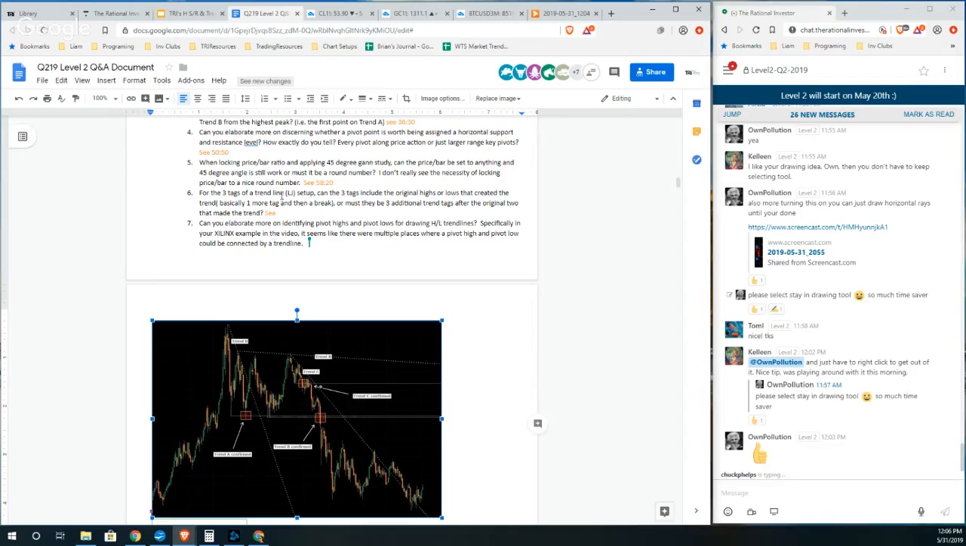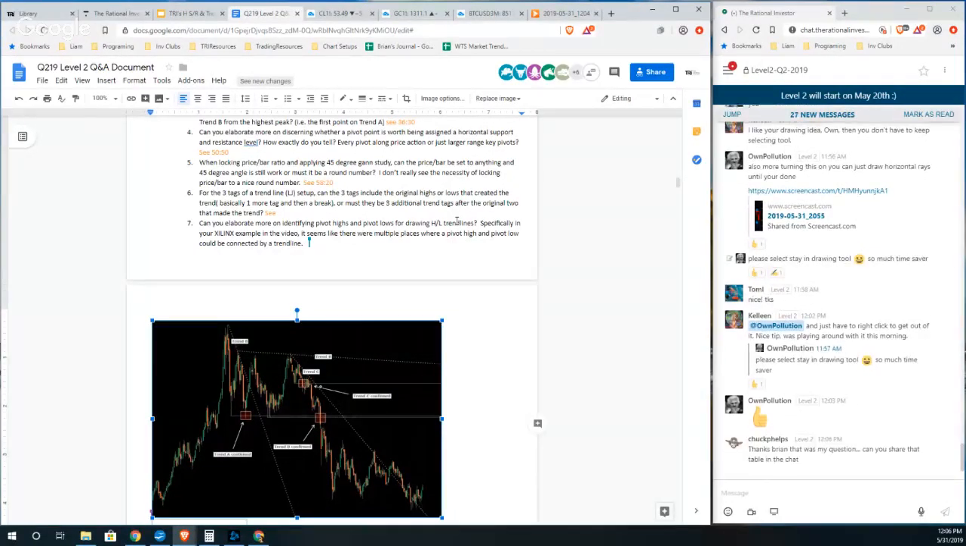Okay, number 6. For the 3 tags of the trend line, can the 3 tags include the original highs or lows that created the trend? Basically, one more tag and then a break. Yeah, basically. Think of market structure as 2 of those tags, and then you want that third one to validate that it's rocking and rolling. If the trend line is broken and market structure comes in on the other side, then you know you're good to go. So, nice simple answer.